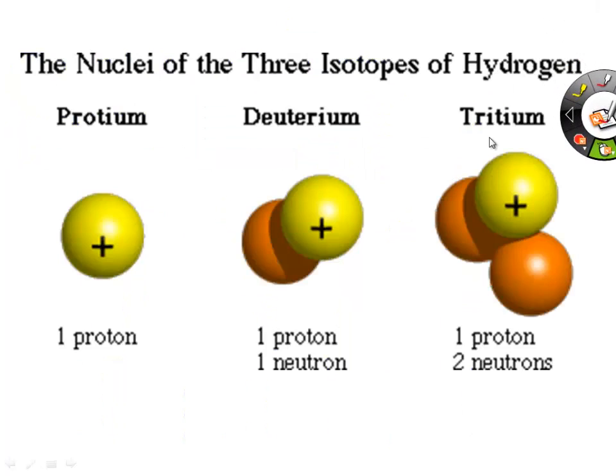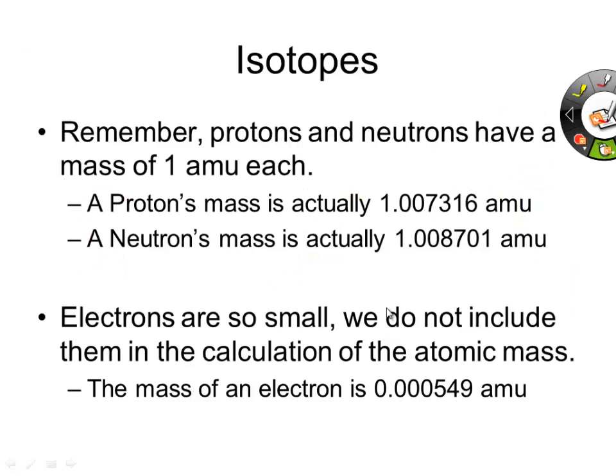Hydrogen has 3 isotopes: protium, deuterium, and tritium. Protium means that it only has 1 proton. Deuterium, meaning 2, means that it has a mass of 2, 1 proton and 1 neutron. And tritium, or tri, meaning 3, has 1 proton and 2 neutrons for a mass of 3. So just to look at some common isotopes there.